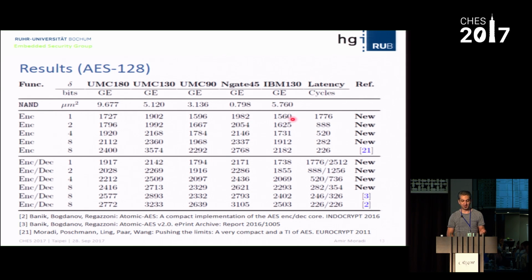For instance, 1,560 compared to 1,980. It is 400 gate equivalents of difference just by changing the library. We tried to find the reason, and we think it comes from the size of the NAND gate, because the gate equivalence is defined as the size of the circuit divided by the size of the smallest NAND gate. You can see that in the IBM 130, compared with the UMC 130, the size of the NAND gate is larger, which directly affects the gate equivalence of your circuit, so the gate equivalence of your circuit will be smaller.